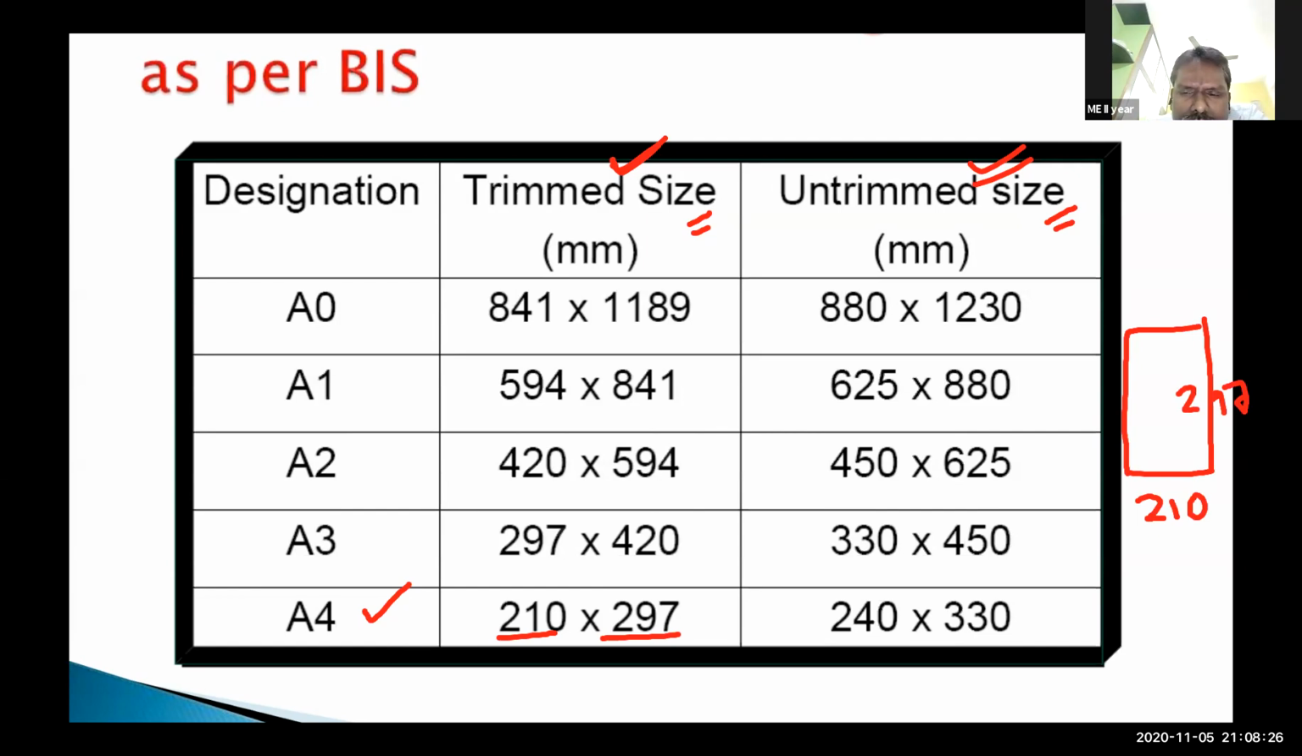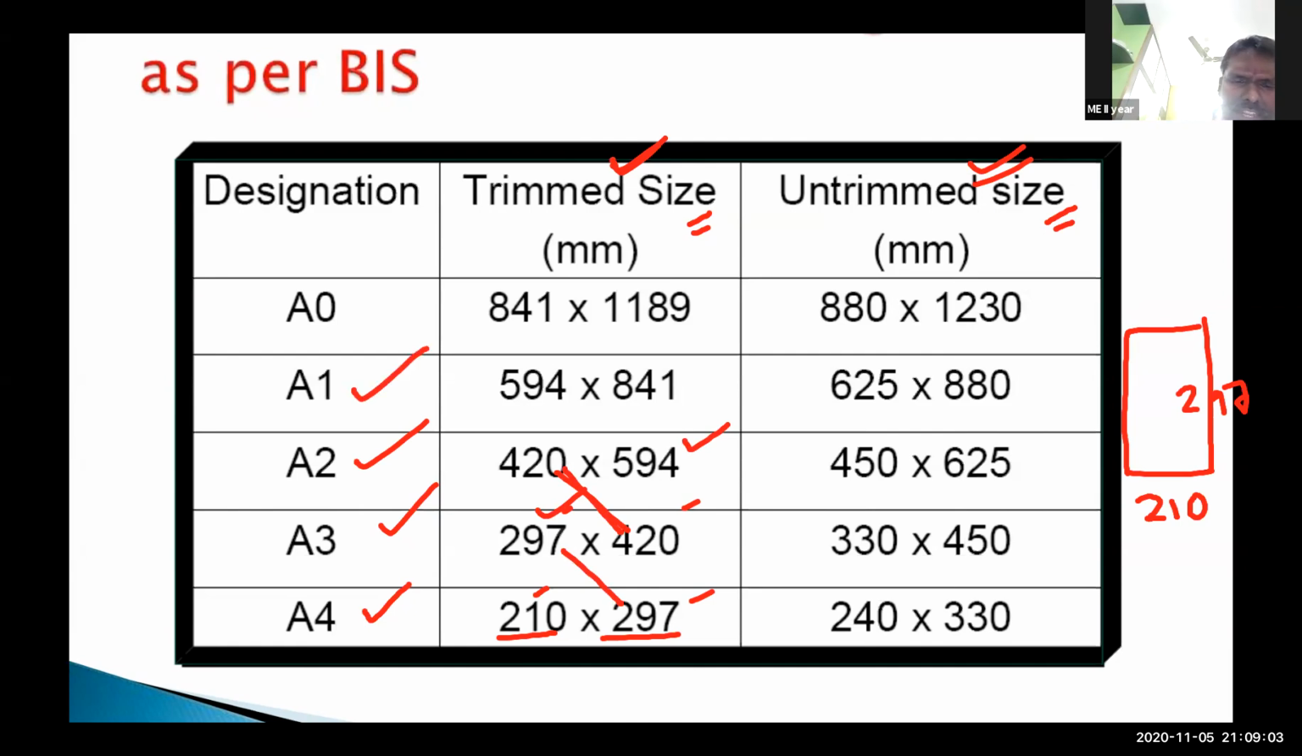So like that we have to go. And A3 is 297 by 420. How to get that? This 297 is the same, but 210 becomes 420, which is double. If you go to A2, 420 is the same, and 297 becomes 594, which is double.